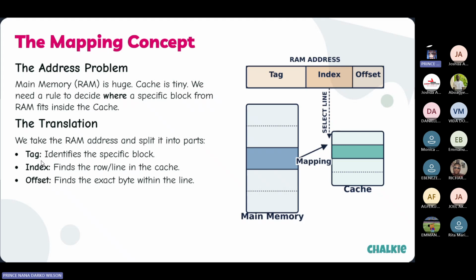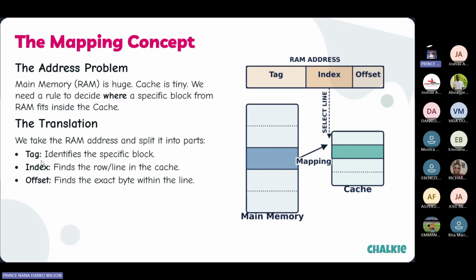So the tag is like a code derived from the data itself, from the data's bits, and it is used to identify whether or not the right data has been taken at the right time. And then there is the index, or the line index. Now, when we have taken that data, we need to store it at a particular place inside our cache.